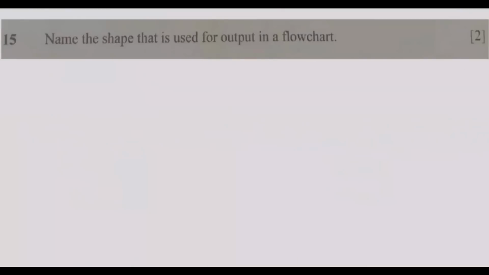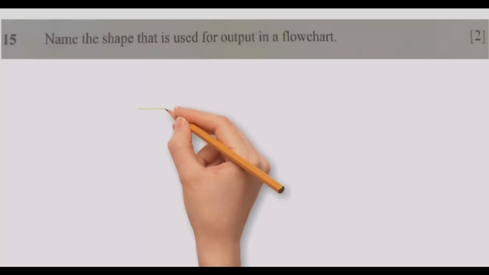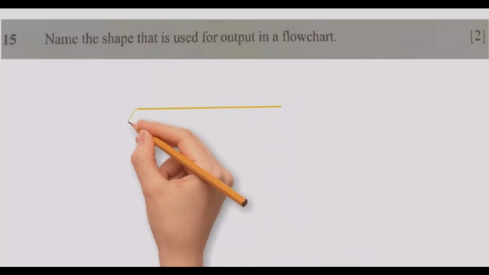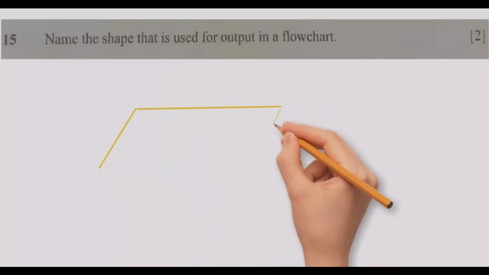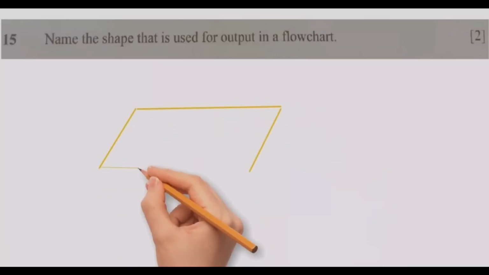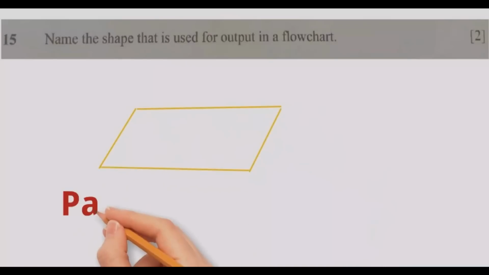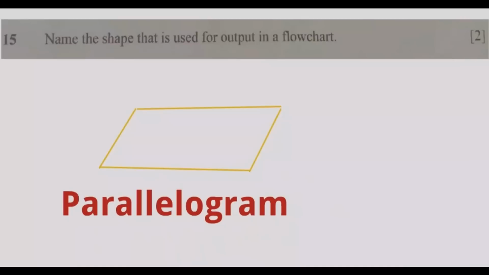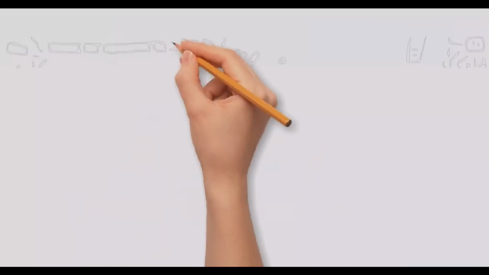Question 15 is as follows. Name the shape that is used for output in a flowchart. You and I should know that the parallelogram is the shape that is used for input and output in a flowchart. So for question 15, the answer is parallelogram.